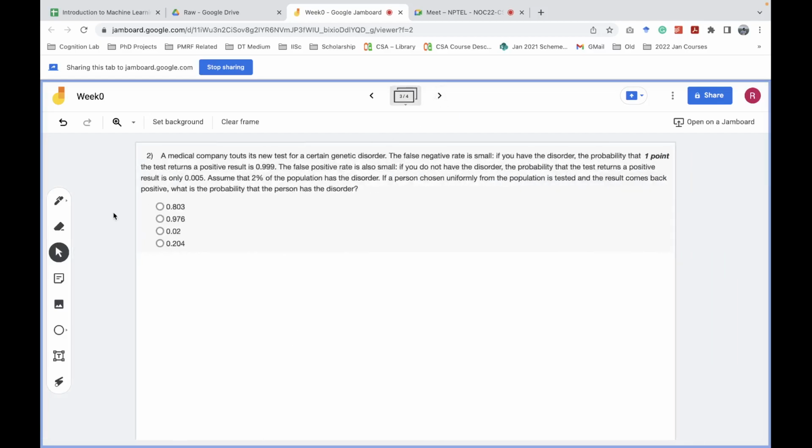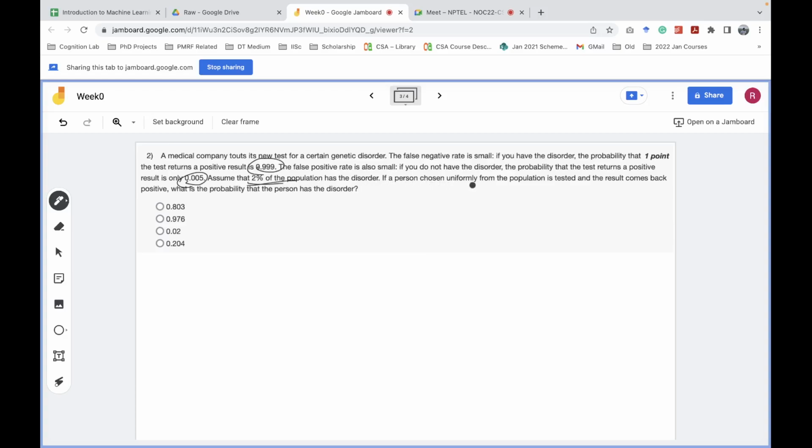Okay, with that we'll go to the first problem of the session today. A medical company touts a new test for some genetic disorder. The false negative rate is small: if you have the disorder, the probability that the test returns a positive result is 0.999. The false positive rate is also small: if you don't have the disorder, the probability that the test returns a positive result is only 0.005. And 2% of the population has the disorder, as the assumption.